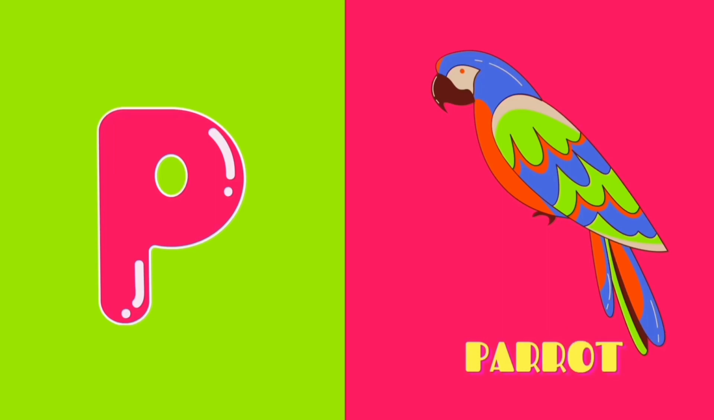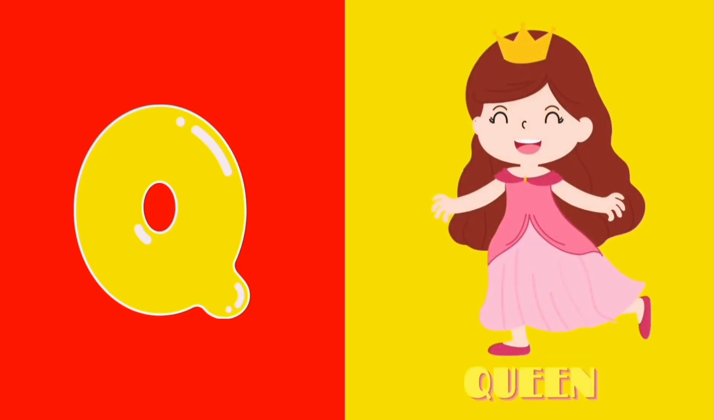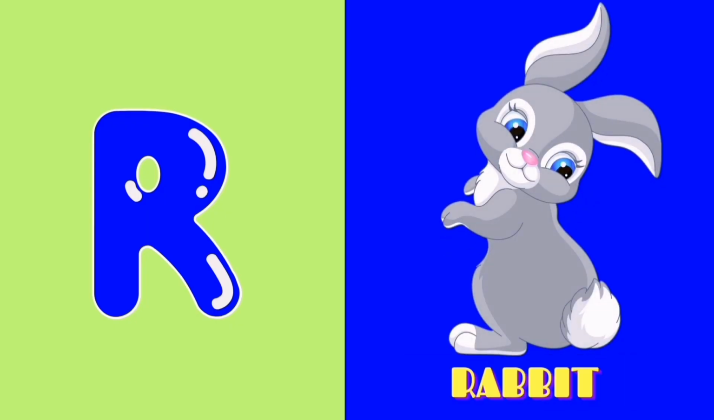P is for parrot. Q is for queen. R is for rabbit.